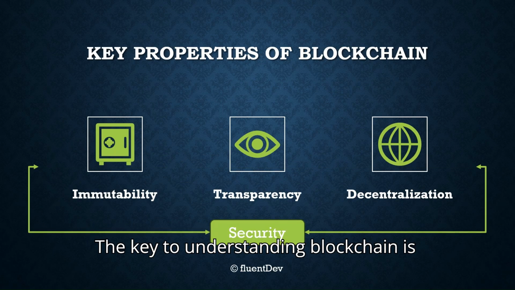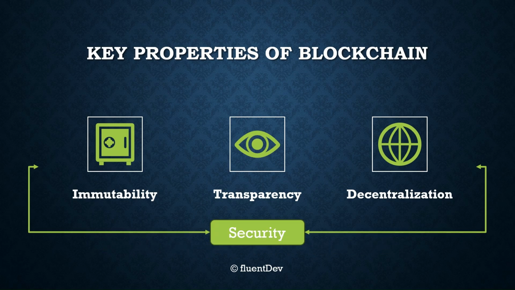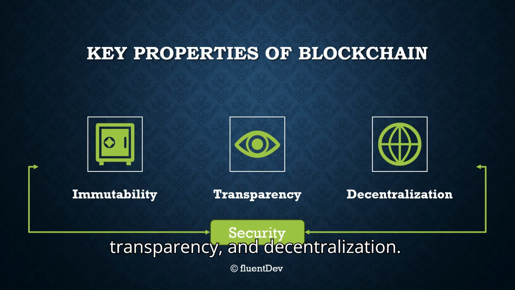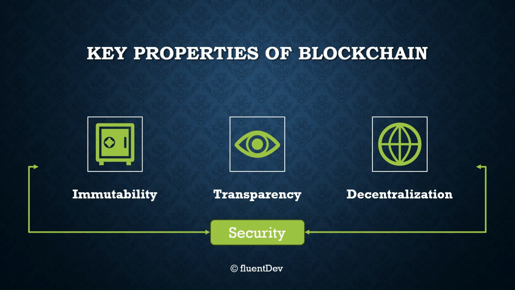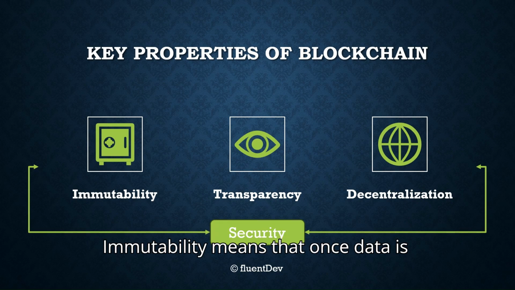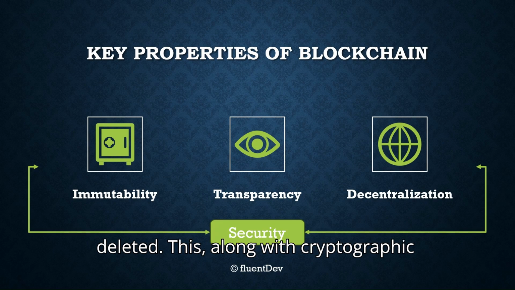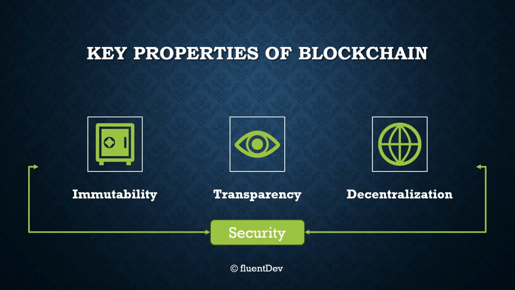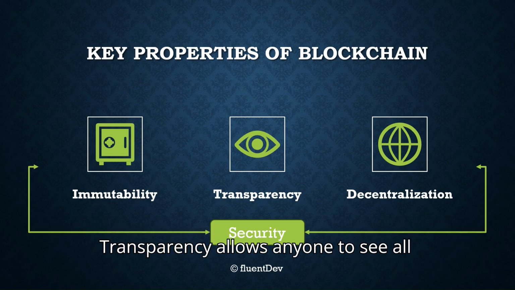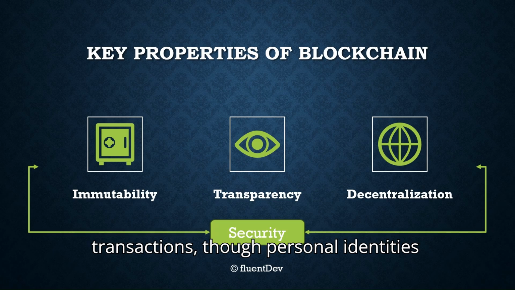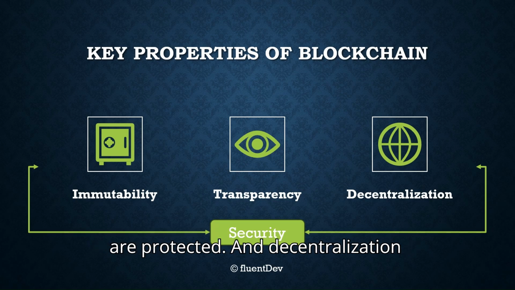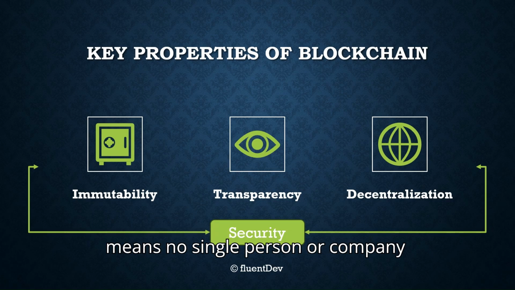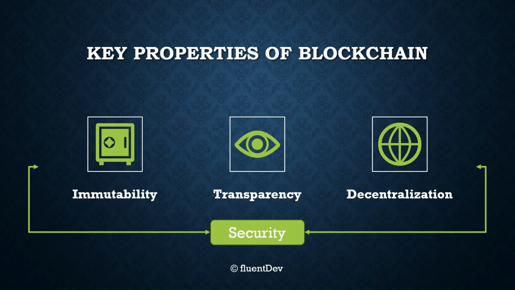The key to understanding blockchains is also its core properties: immutability, transparency, and decentralization. Immutability means that once data is recorded, it cannot be altered or deleted. This, along with cryptographic keys, helps secure the blockchain. Transparency allows anyone to see all transactions, though personal identities are protected. And decentralization means no single person or company controls the network. All this together with security.